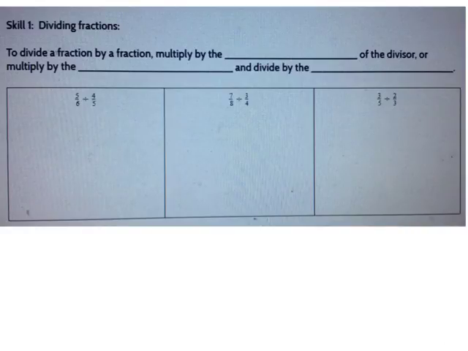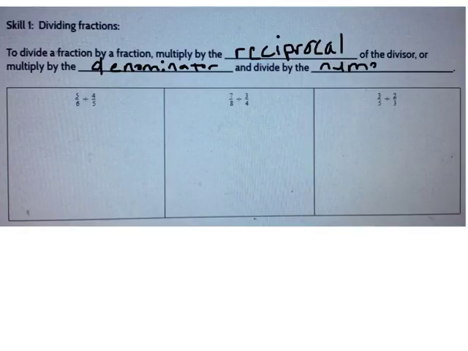This unit has been all about dividing fractions. To divide a fraction by a fraction, we need to multiply by the reciprocal, write that down, of the divisor. That means we're multiplying by the denominator and dividing by the numerator.